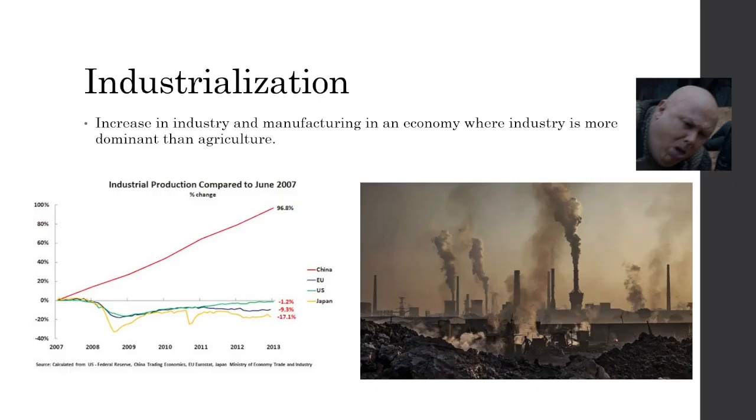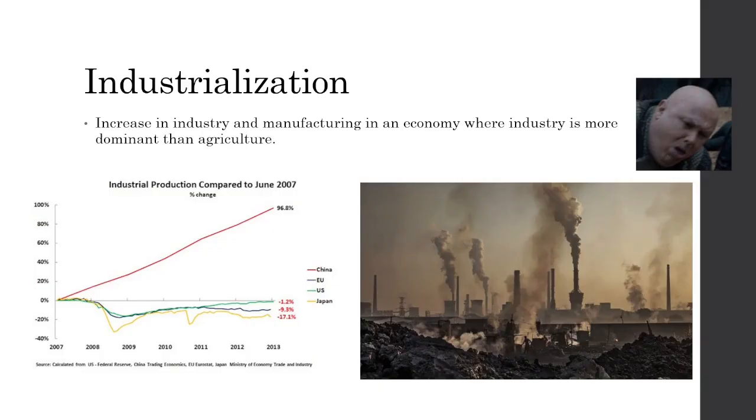All right, so let's move on to industrialization. This is a pretty interesting topic and one that you can probably relate to a degree. So industrialization is an increase in industry and manufacturing within an economy, so you see factories essentially, where industry is more dominant than agriculture. So it's more dominant in its GDP. More people are going to be employed with it. You see a ton of factories being sprung up and used.